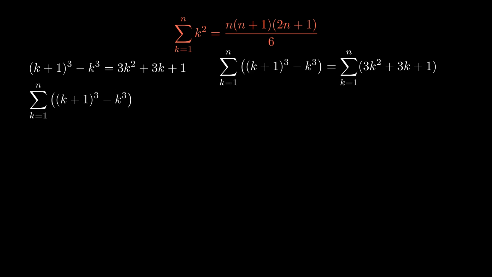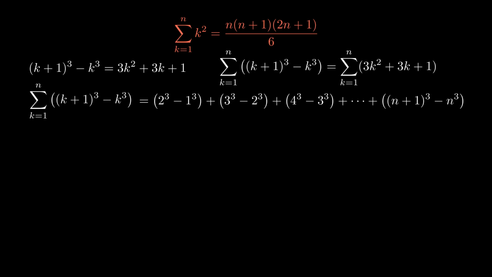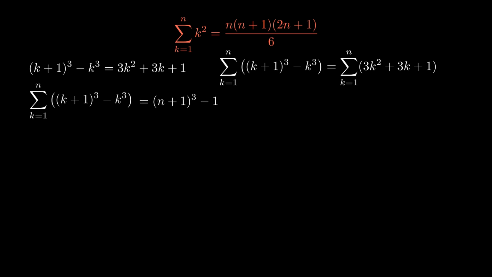The left side simplifies as a telescoping sum. We expand this to show how the cubes cancel out in sequence. And all the middle terms cancel out, leaving us with just the last cube minus the first. Expanding this expression gives us n cubed plus 3n squared plus 3n.